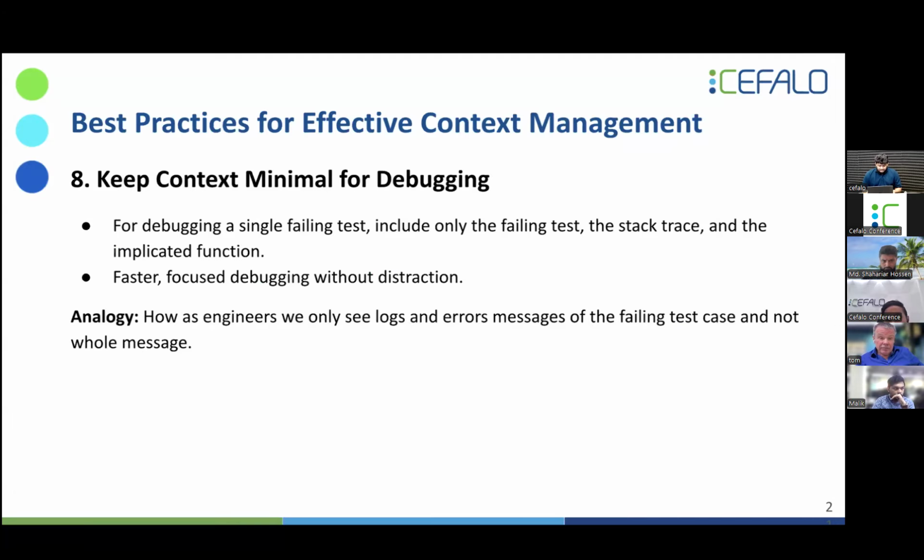The eighth point is also almost basic. When we are debugging a single failing test, it's better to only include that stack trace, not the whole logs. You can think of how we actually do debugging, right? In production, we only check for error logs. Most of the time we don't see whole logs. We only try to see some patterns, the error message that is actually failing the test. So give that information to the LLM, and it can keep its attention mainly on that particular part.